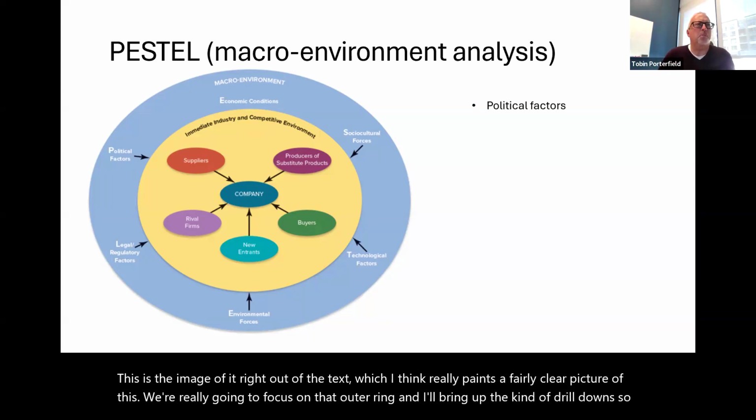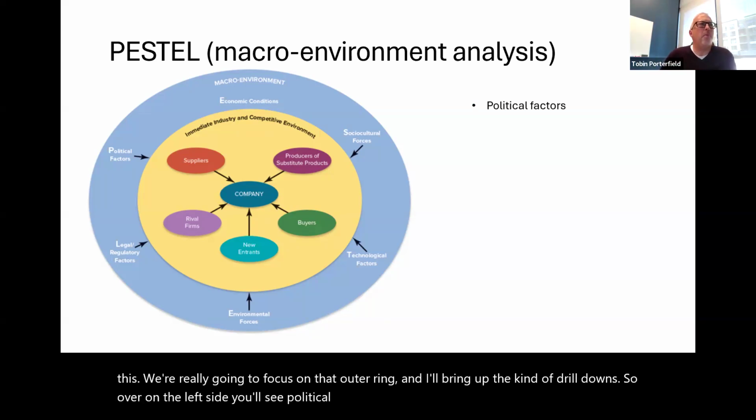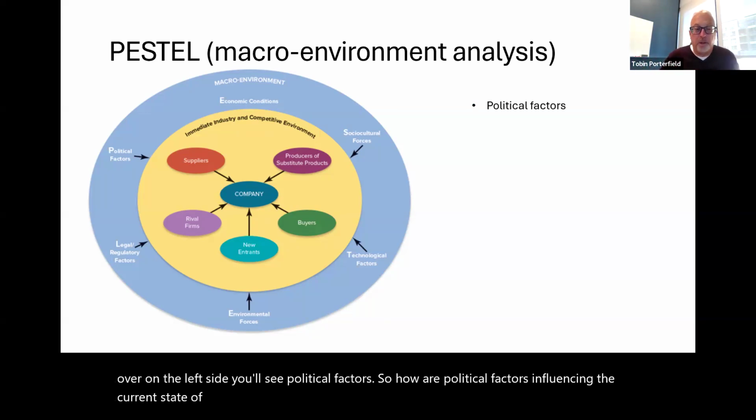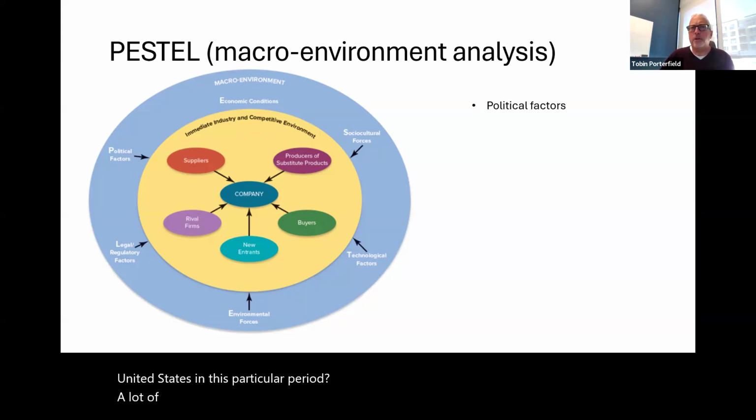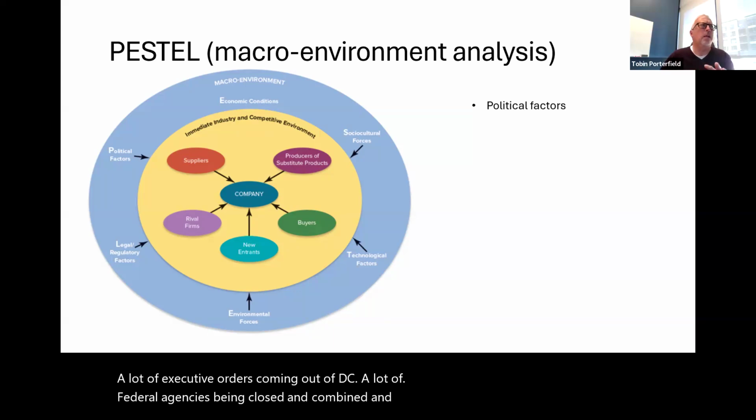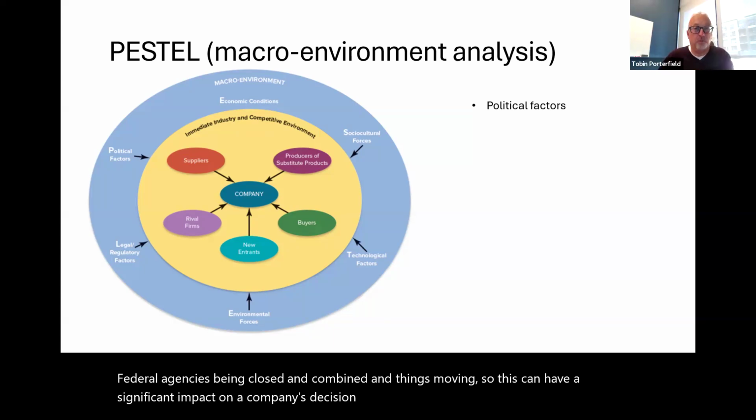So over on the left side, you'll see political factors. How are political factors influencing the current state of our macro environment? And certainly that is what we're dealing with here in the United States in this particular period. A lot of turmoil, a lot of unknowns, a lot of executive orders coming out of DC, federal agencies being closed and combined and things moving. This can have a significant impact on a company's decision of when to move forward. So these kinds of evaluations can also affect timing.